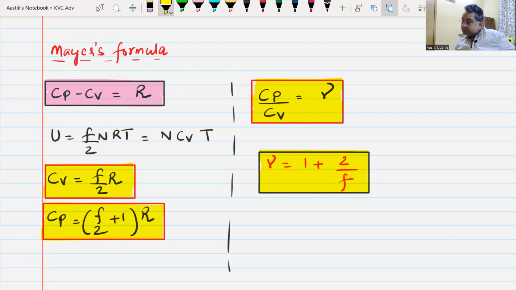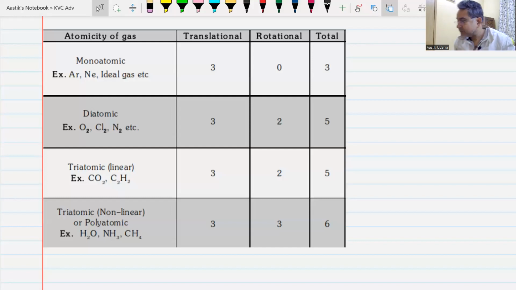I'll give you 1 minute to note it down. This was the table that we had already made. We can now add some more terms in this. This is the degrees of freedom that we are talking about, right? The degrees of freedom is equal to 3. Yes or no? Yes, sir.